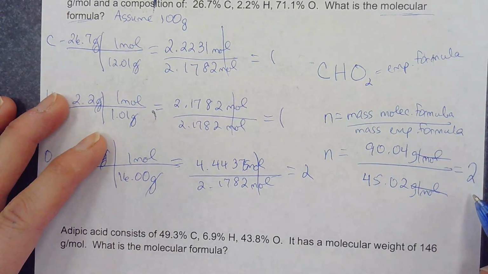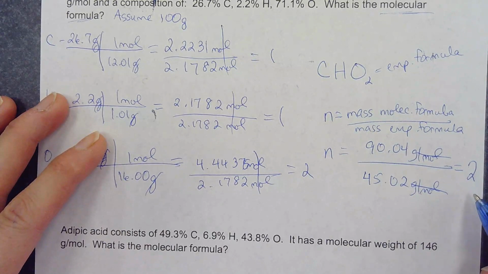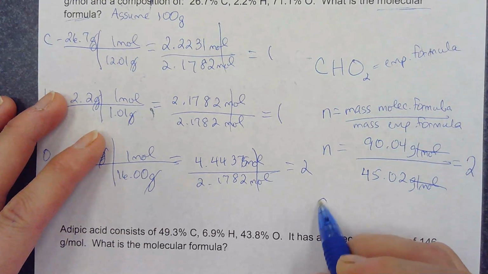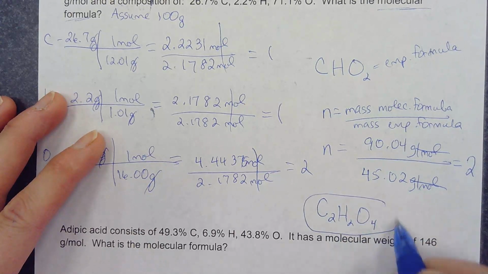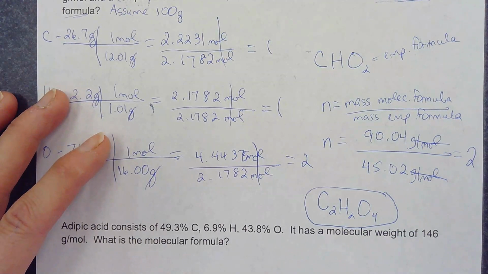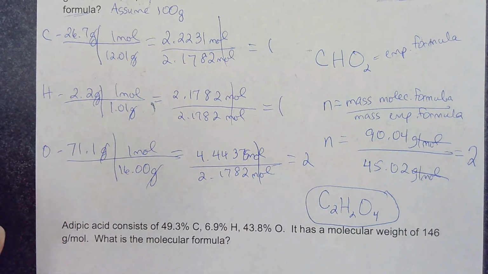N is 2. But you're still not done yet. What's my last step? Multiply that 2 by the empirical formula subscript. So what's my final answer? C2H2O4. Yes or no? All right, you do the next one by yourself.